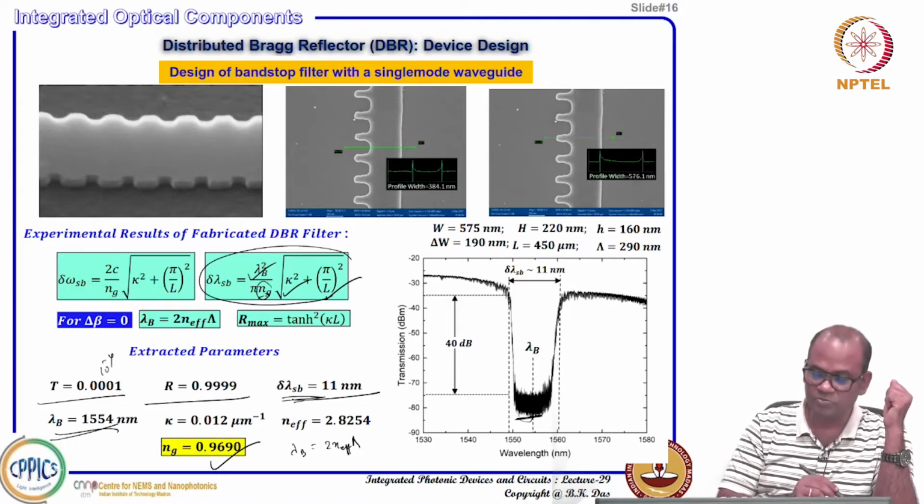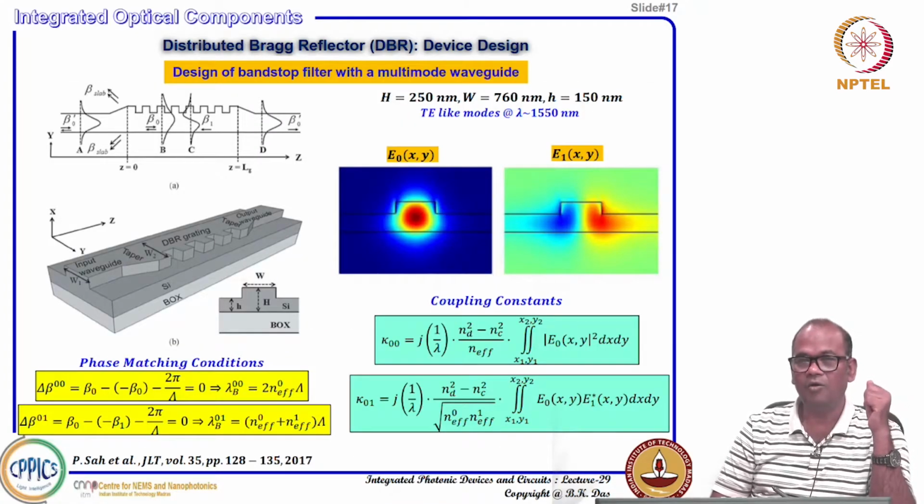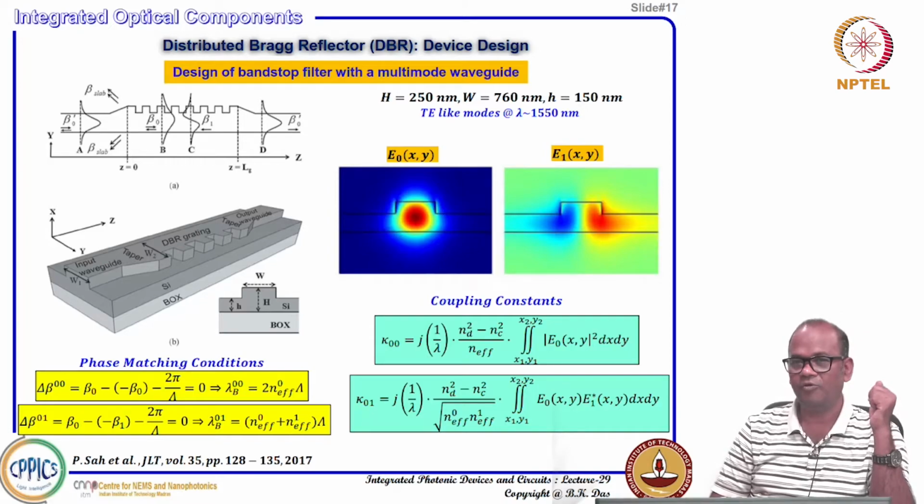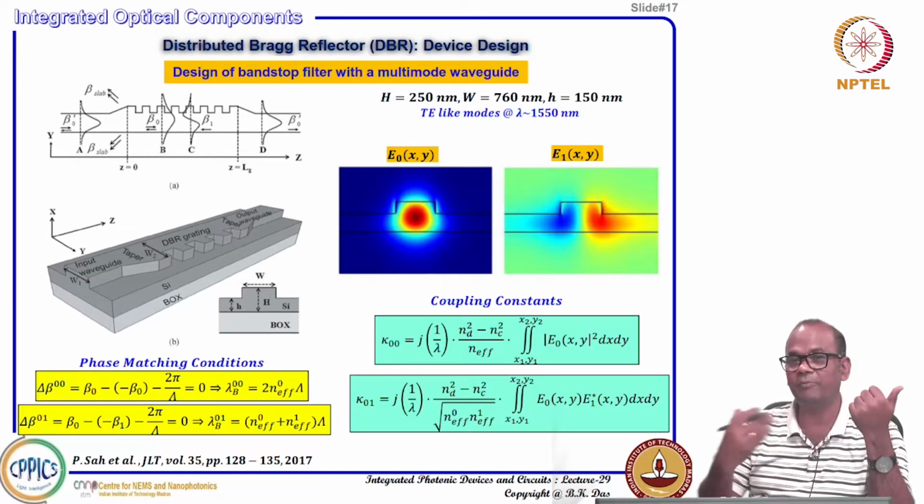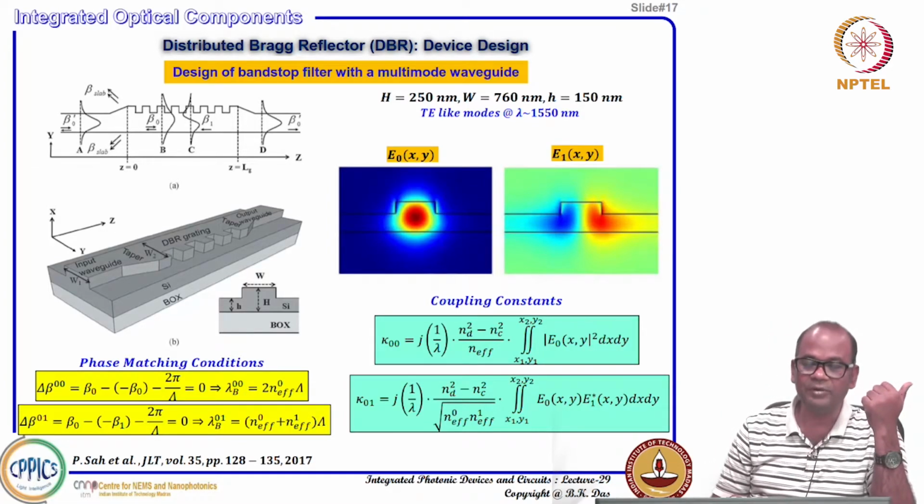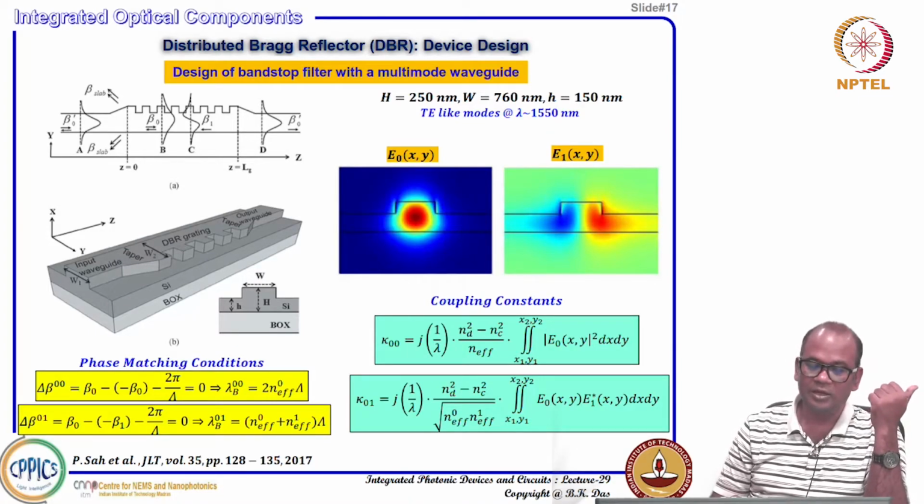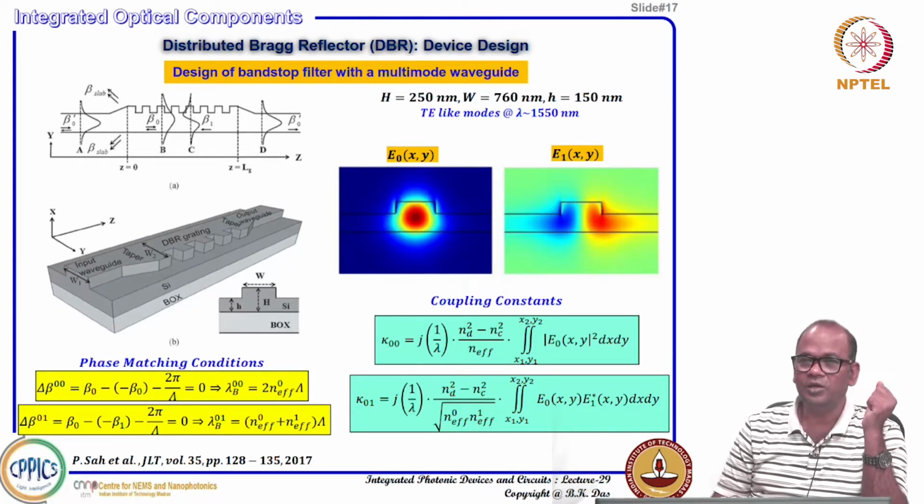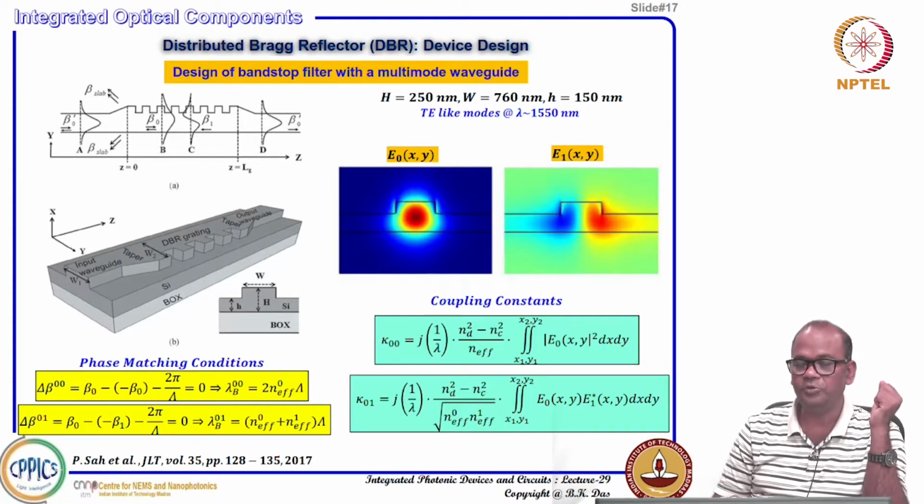Okay. Now, let us move on to what happens if your device is multimoded and you are still using a DBR structure. Will you get a stop band filter, or a different type of filter characteristic? We have shown that if you fabricate a DBR structure in a multi-mode waveguide that can support at least 2 modes, for example, whereas earlier we considered only a single mode waveguide, you get very interesting results, and that can be useful for many applications also. I will show you some results.